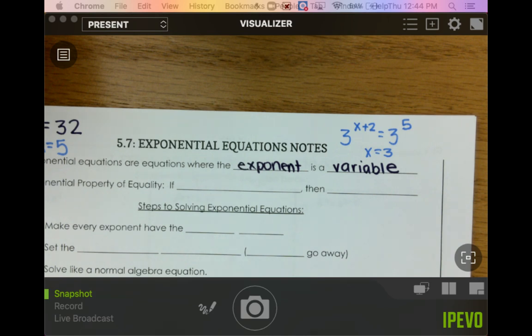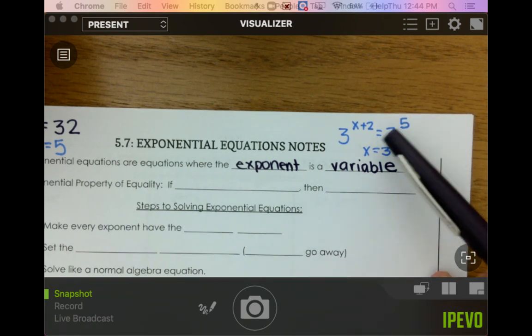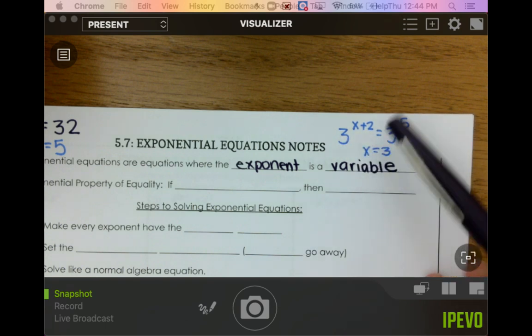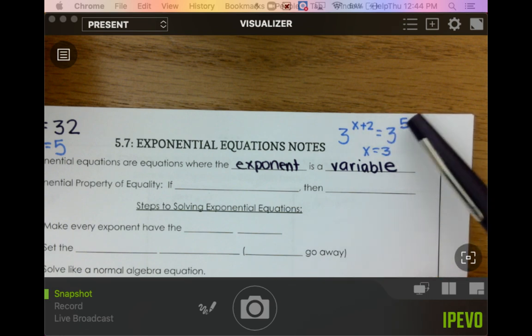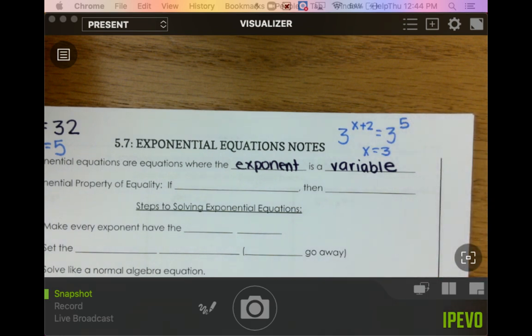For instance, up here, since these are the same number, I know that the exponents have to be the same. So I just figure out what value makes these two equal. I'm not really getting rid of the exponent. I'm figuring out how to work around it.